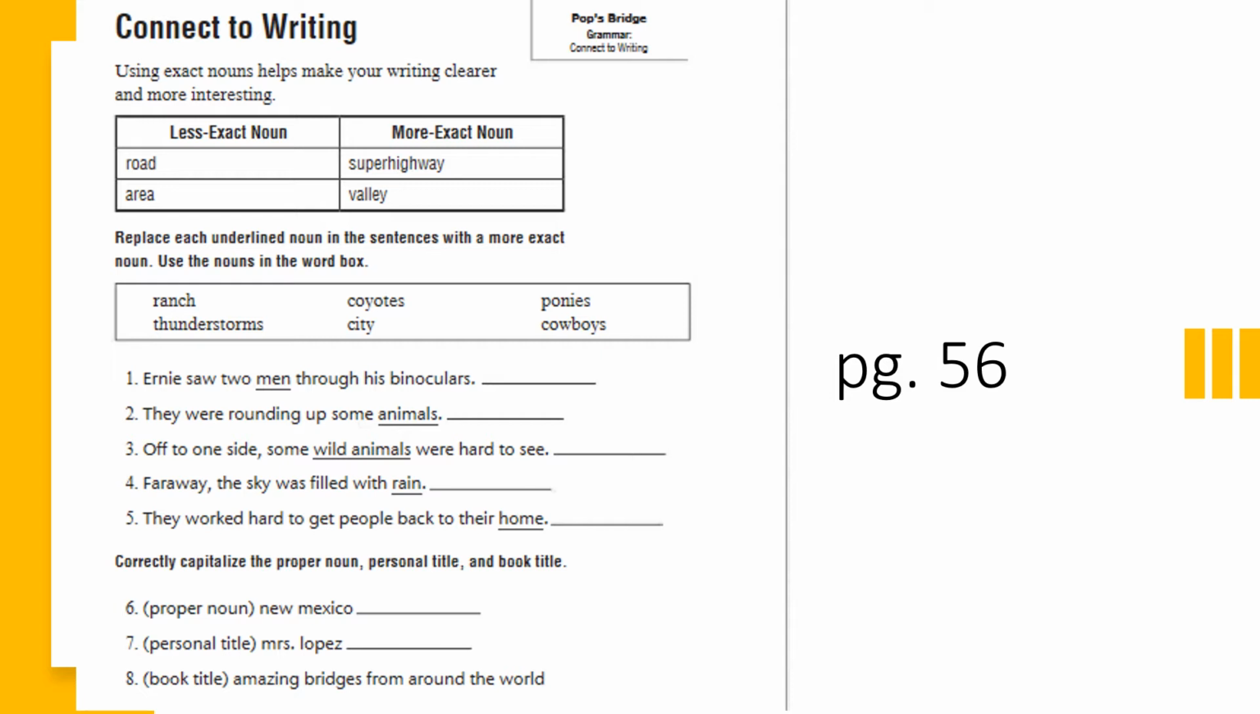Now, in numbers 6, 7, and 8, you have to capitalize the proper nouns. That includes the title of a person's name and a book title. So New Mexico is a place, a state in America, so you have to capitalize it properly. Mrs. Lopez, you have to write it. How do we capitalize names of people when there's Mr. or Mrs. involved? And number 8 is a book title.